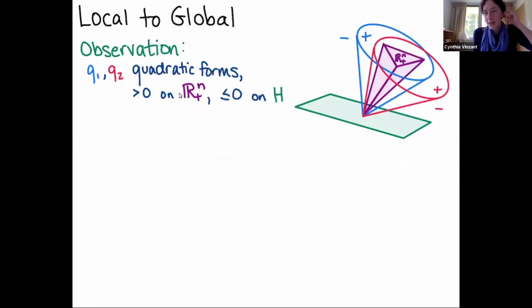I want to talk very slightly about the ideas that go into the proof of this. Sort of my favorite lemma from this, which is a not too difficult observation. Suppose you have two quadratic forms on R^n, and they take positive values on the positive orthant, and they take negative values on some hyperplane.